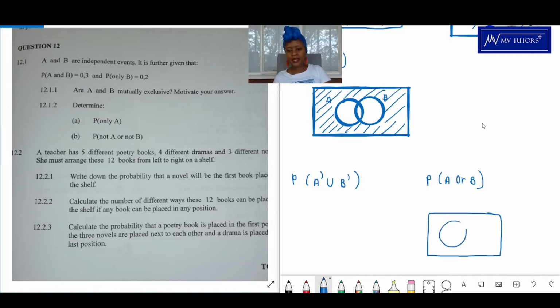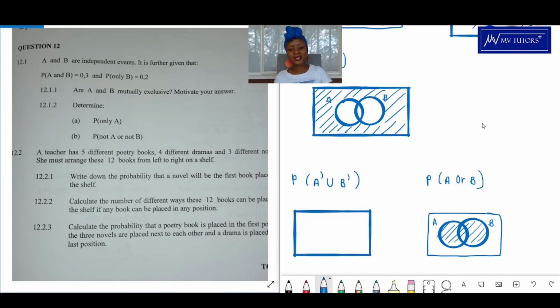So probability of A or the probability of B, that's basically the shaded part. Okay, but if we were going to look at the probability of not A or the probability of not B, that's just pretty much the opposite of that. Okay, so we're going to shade everything around. If both of them are not included, we're not including A, nor are we including B. Okay, so it's going to be everything around.